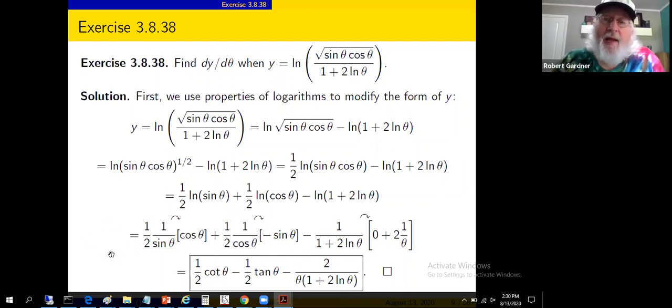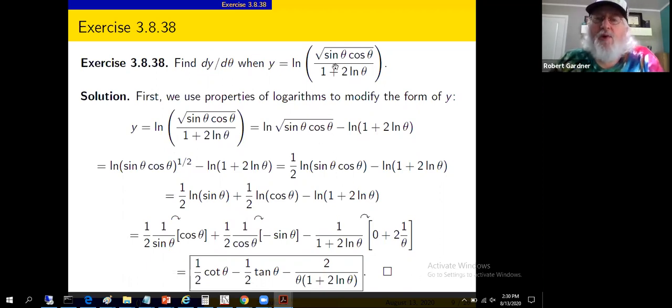This should read dy d theta equals right here. And there's what we get for the derivative. Now, the punchline on that one was, geez, it was awfully convenient having that logarithm out front and taking advantage of the properties of logarithms before differentiating.